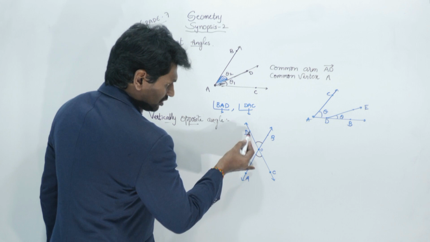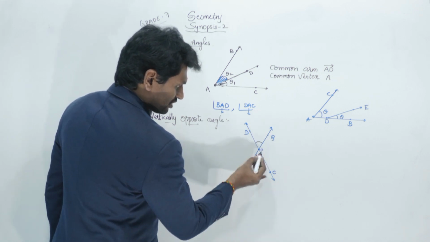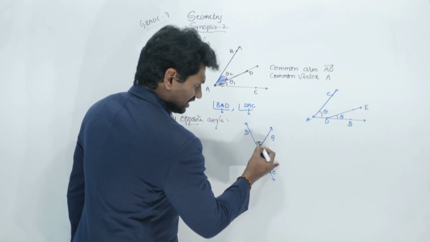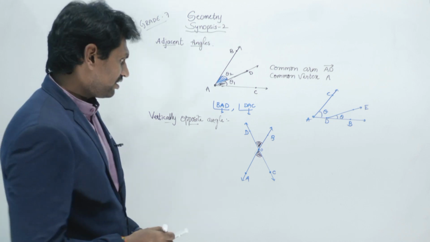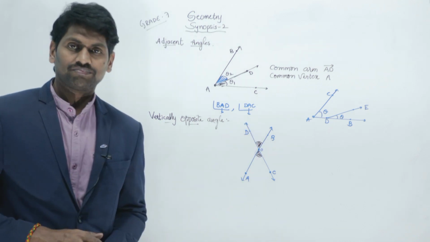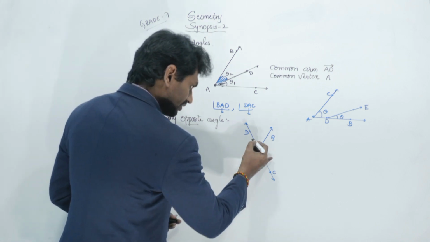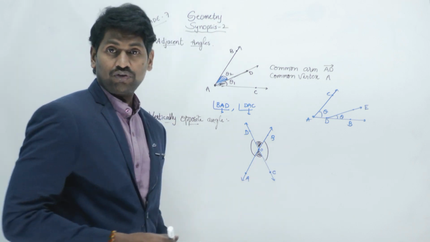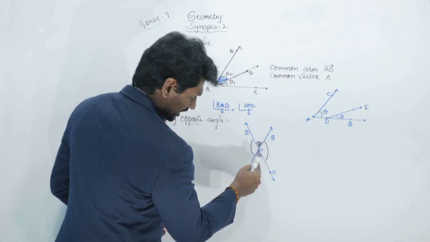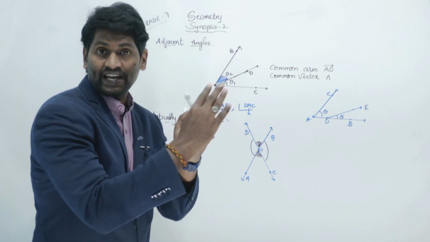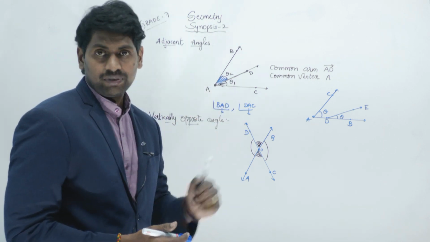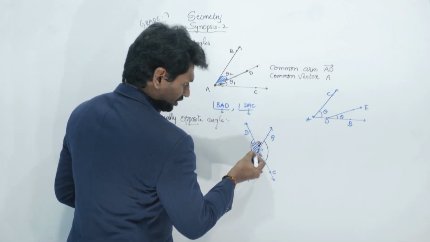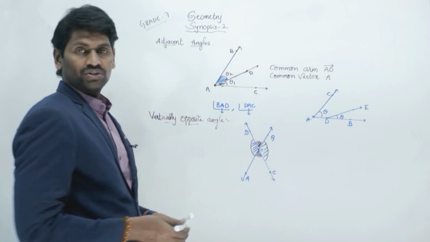Here, what angles will form? DOB is an angle, AOC is an angle. These two angles are equal. And here also we can form DOA and BOC. These two angles also form. But DOB and AOC are opposite angles. They are not side by side. They are opposite to each other. In the same way, DOA and BOC are also opposite to each other.